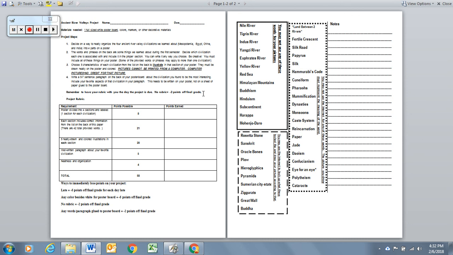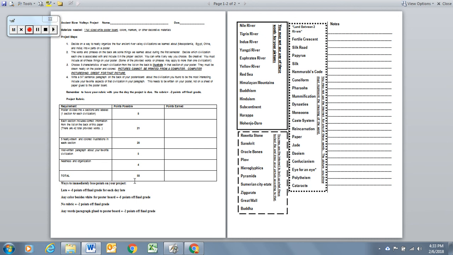So remember to have your rubric with you the day the project is due. No rubric is minus 2 points off your final grade. Right here in this section, I want you to write name and hour on back of poster. You will not attach your rubric, though, to the back of your poster. When you come into class, you will give me the poster in one hand and the rubric in another. I do not want the rubric attached to your poster.